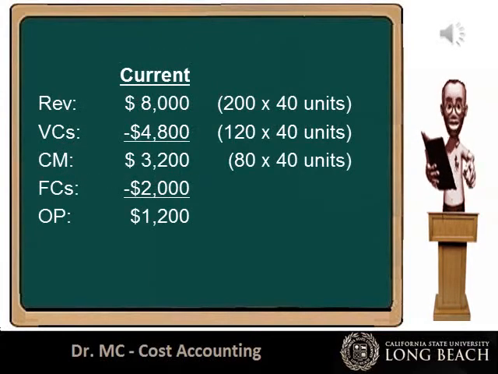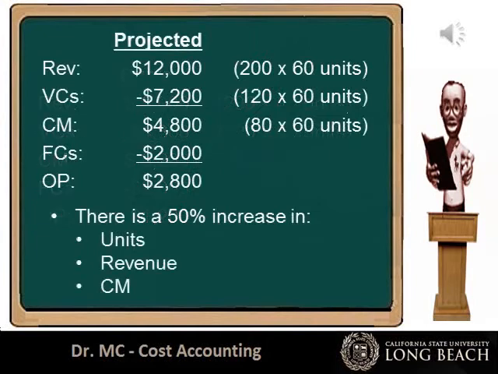Consider the following example. Assume that a firm having the operations shown on the screen is considering taking an action that will increase the number of units that it sells from 40 to 60, and you want to know how much that firm's operating profits will increase as a result of that action. You could get that information by recalculating the firm's revenues and variable costs as is shown in the next slide. As you can see, when the firm sells 50% more units, its revenue and variable costs also increase by the same percentage, and its operating profits increase to $2,800.